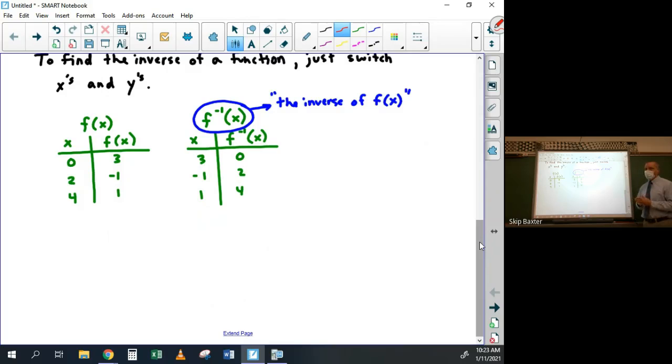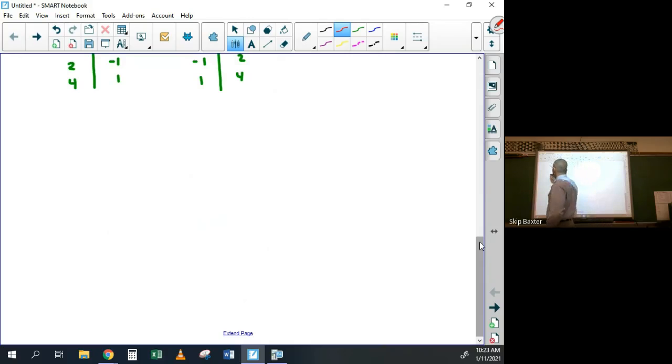Okay, so the ones that are a little more interesting would be the ones that are either graphs or the ones that are like equations. Okay, so what if it's an equation? So what if you have something like f of x equals 2x plus 1?